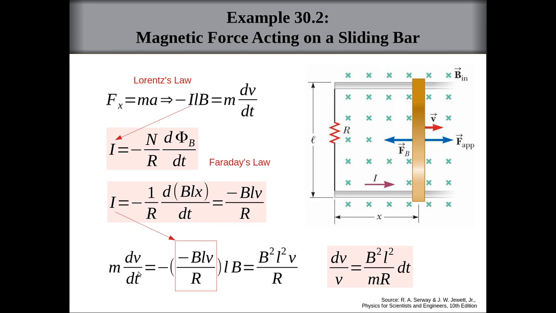And m dv/dt is equal to ILB, with a minus sign, and we are putting the I into the equation. That's it. And then the arrangement. And be careful about the sign. Here's a negative sign and here's another negative sign.